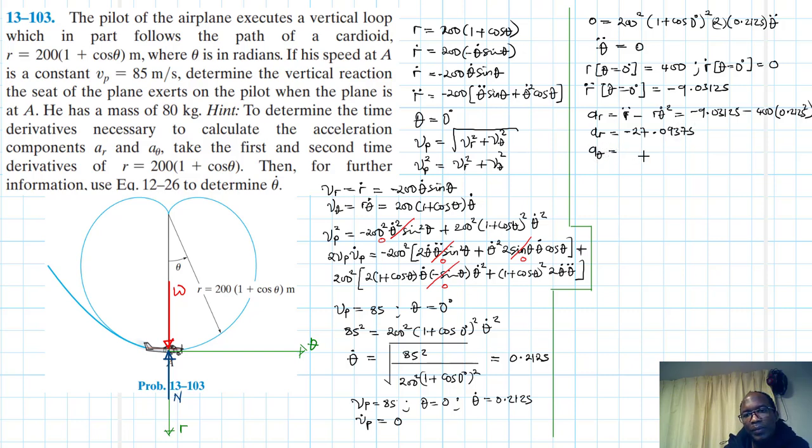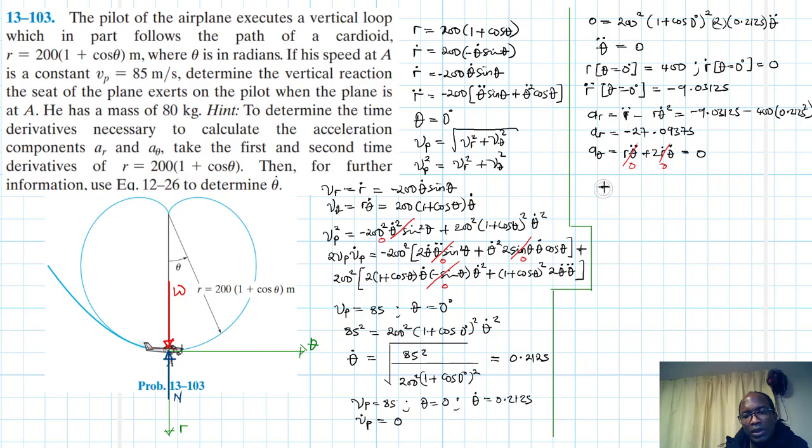Our A theta is just equal to R theta double dot plus 2 R dot theta dot. This part is 0, this one. Therefore we just have a 2 times R dot, which is 0 also. So both these two are zeros. So this is just going to be equal to 0, like so.